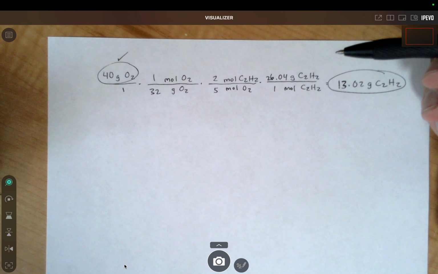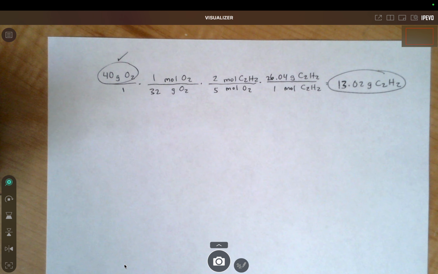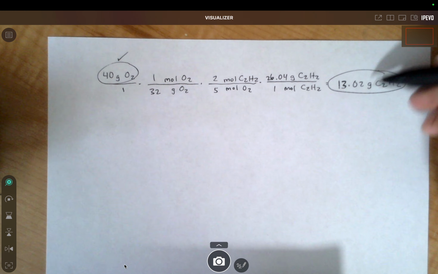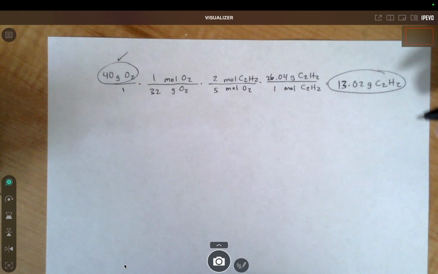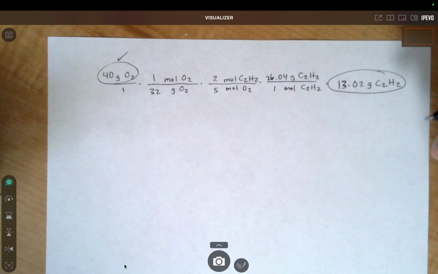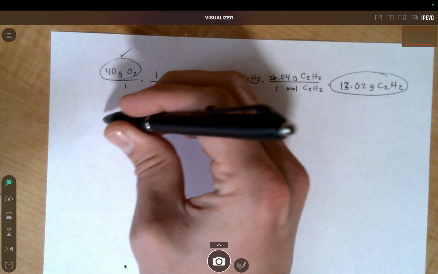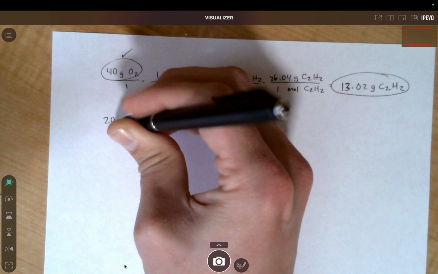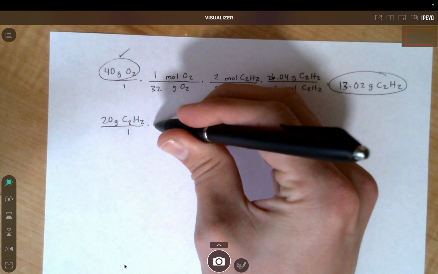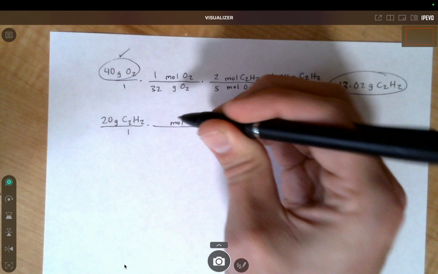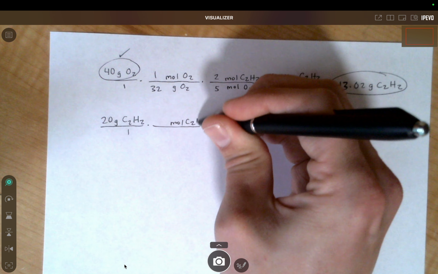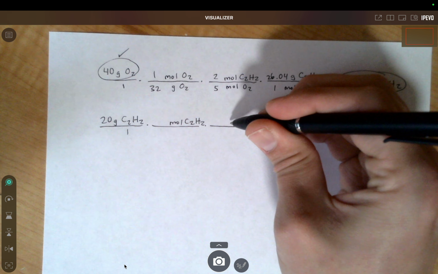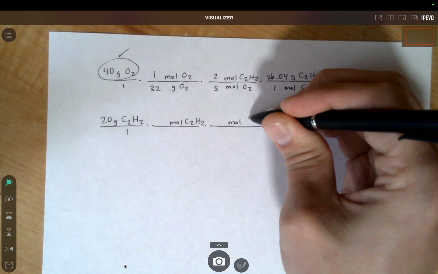Start with the 40 grams of oxygen and say, well, if I use all of that, how much of the other thing am I going to need to use? And if it's, in this case, I'm not using all of my ethyne, well then, oxygen must be limiting the reaction. Just to prove it, I'm going to go the other way. Starting with the 20 grams of ethyne that we know, C2H2 over 1, I can convert to grams of oxygen to prove the same exact thing. It's just different math. Or same math, different objective.